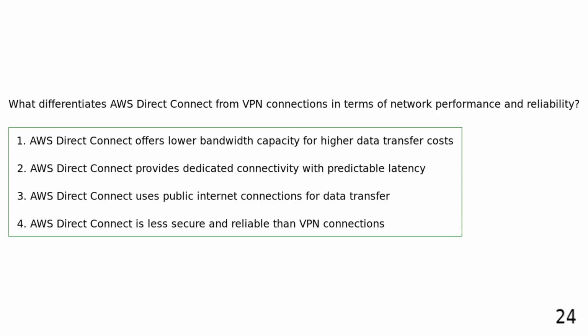What differentiates AWS Direct Connect from VPN connections in terms of network performance and reliability? AWS Direct Connect offers lower bandwidth capacity for higher data transfer costs. AWS Direct Connect provides dedicated connectivity with predictable latency. AWS Direct Connect uses public internet connections for data transfer. AWS Direct Connect is less secure and reliable than VPN connections.